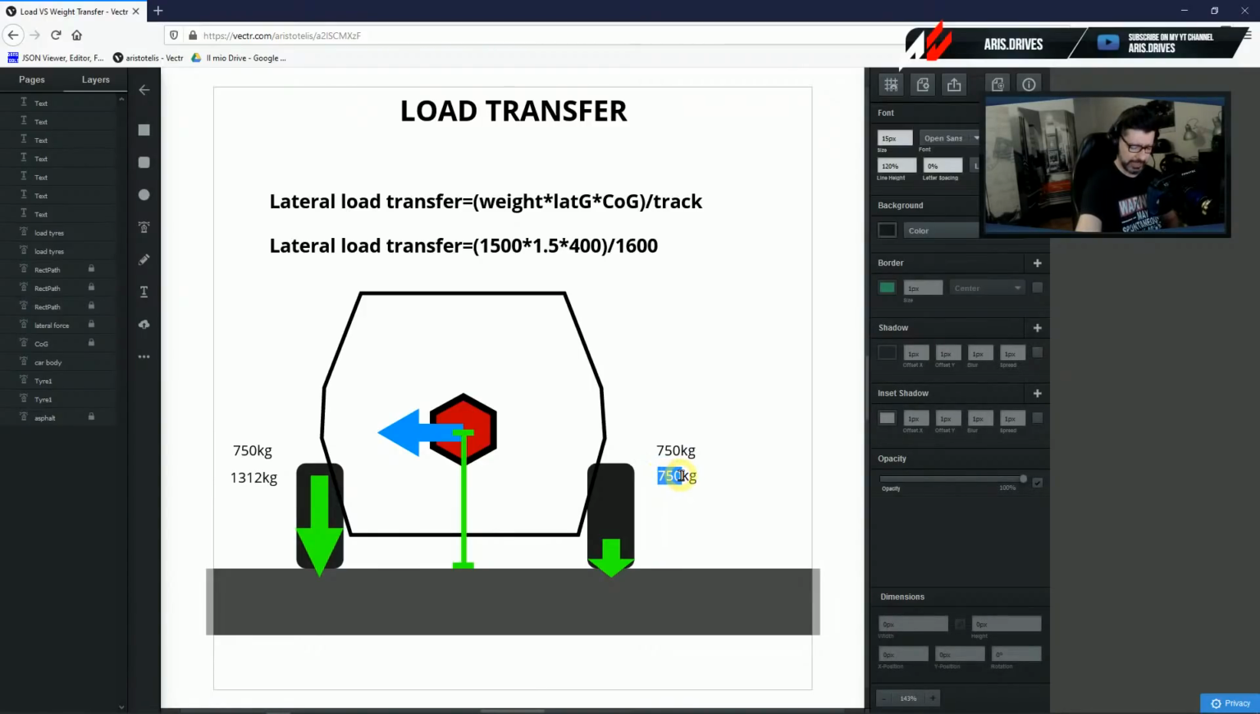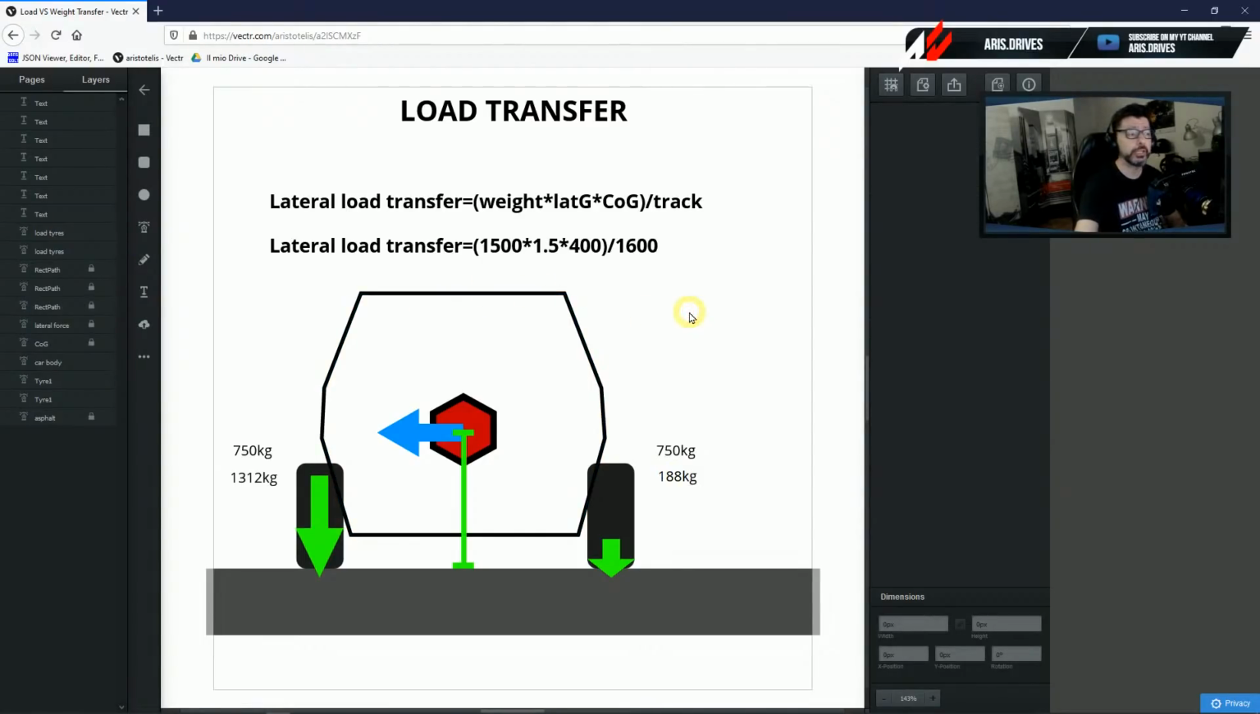So this is an incredible amount of load transfer. This is what happens in your car when you are at the limit of the grip. When you're turning at the limit of the grip, the outside tires get a load of 1,300 kilos, and the load on the inside tires is 188 kilos. Now, on top of that, you get the downforce. The downforce is divided equally, more or less, between left and right.